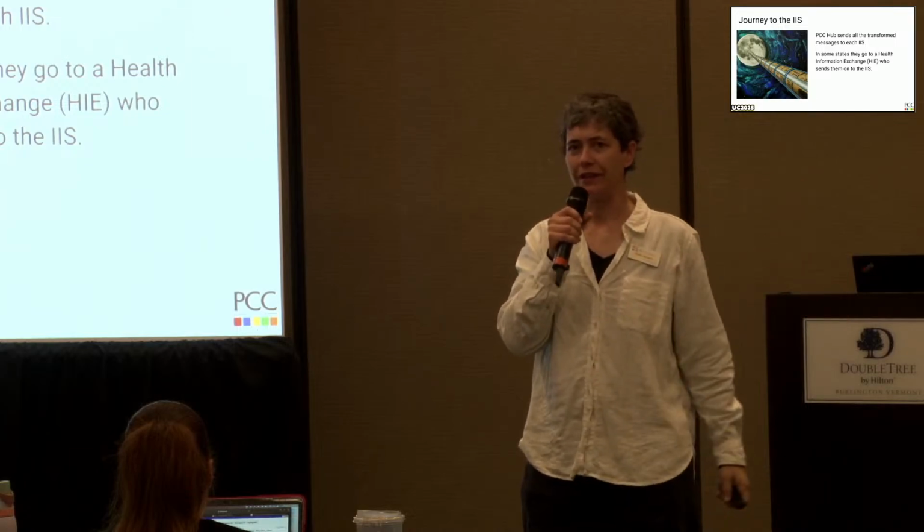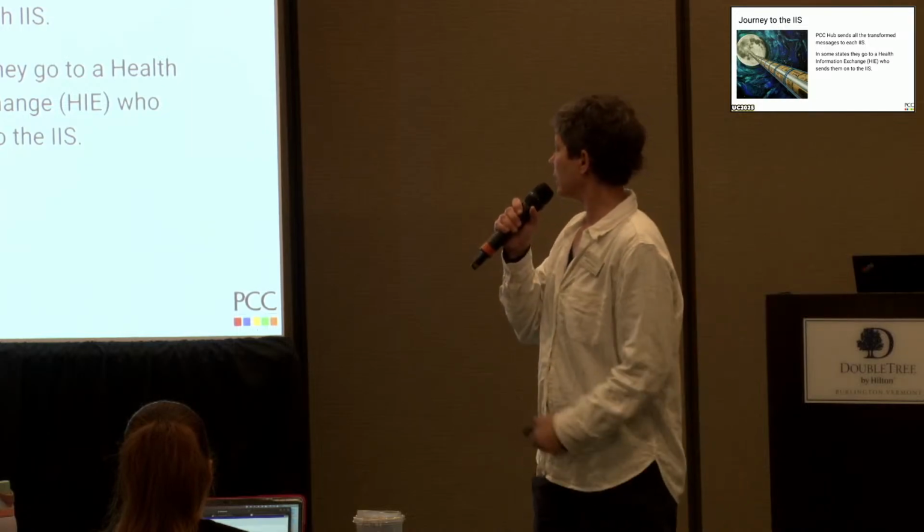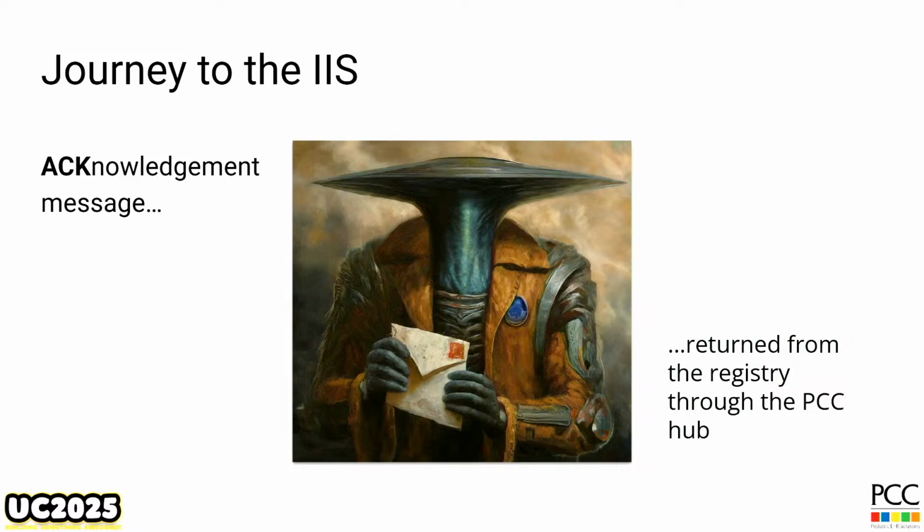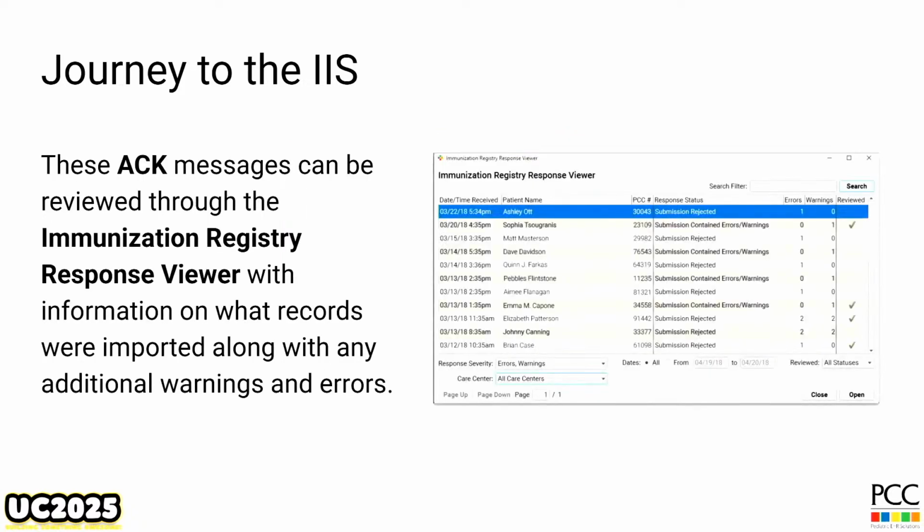It's made slightly human readable, but it's very specific. So we do all that and we send it on over, and we process the message. We add the records to the patients if we can. You'll see errors and warnings, and eventually, hopefully, if that registry can properly format a response, you'll get the acknowledgement messages, and they'll be returned into your EHR, where you can hopefully view them in the immunization registry response viewer. And I don't know how many more slides I have because we're going behind time.